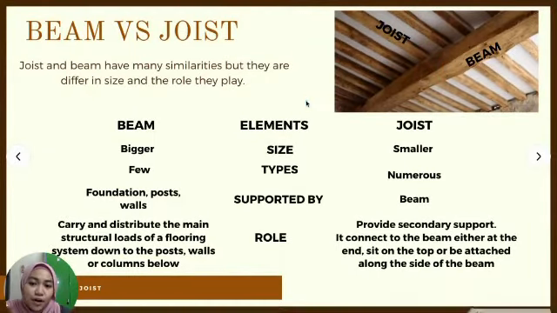The joist is supported by the beam, and the beam is supported by the foundation, posts, and walls. The role of the beam is to carry and distribute the main structural loads of the flooring system down to the post, wall, or column below. And the joist provides secondary support, and it connects to the beam either at the end, sitting on top, or attached along the side of the beam.